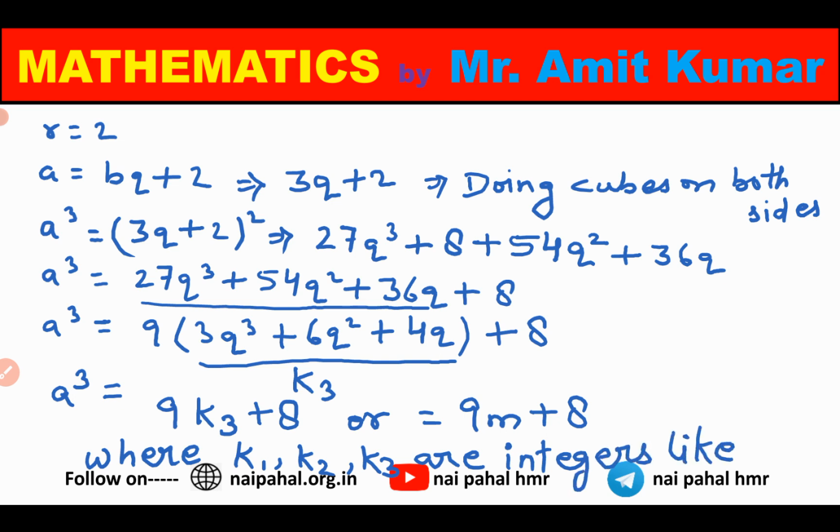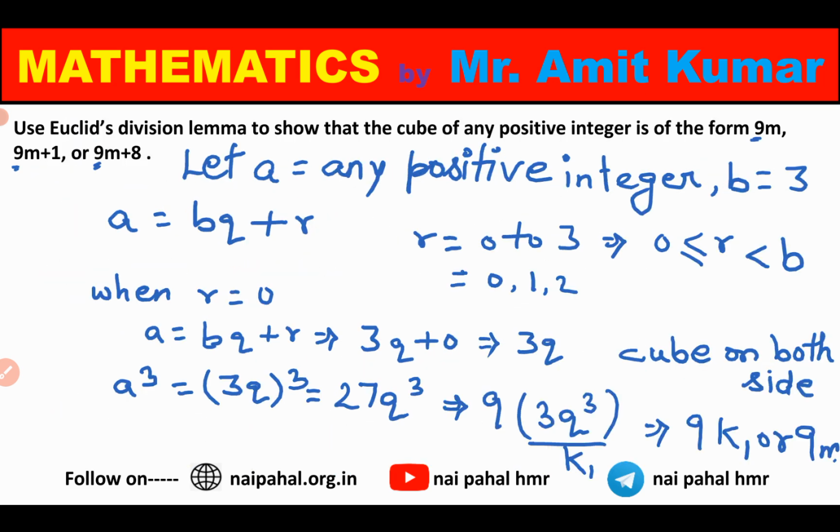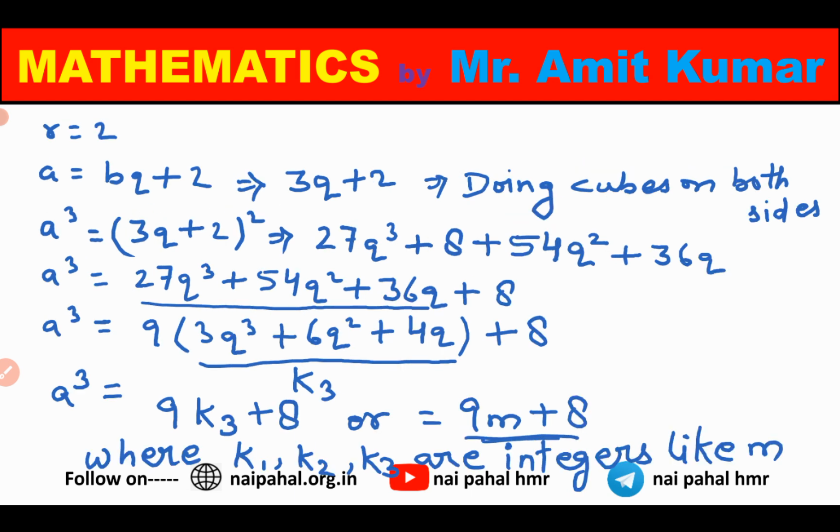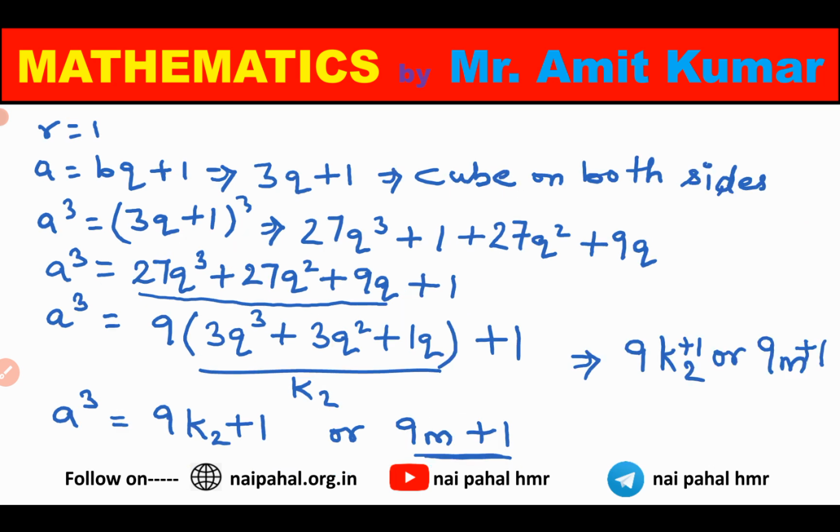And for your kind information, I would like to tell you that here we have got 9m or 9k1, that is 9m plus 1. We have got this in the second slide which we have done yet, and the third one is 9m plus 8, which we have here. This is 9m plus 1, and this is 9m plus 8. So we have done the 3's part. Let's move on to the next question.